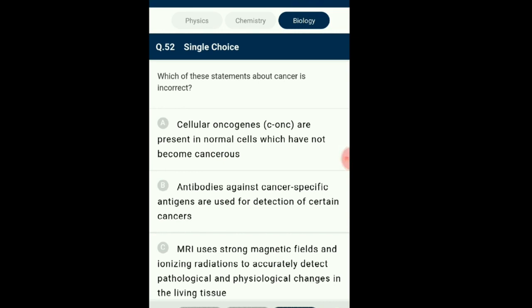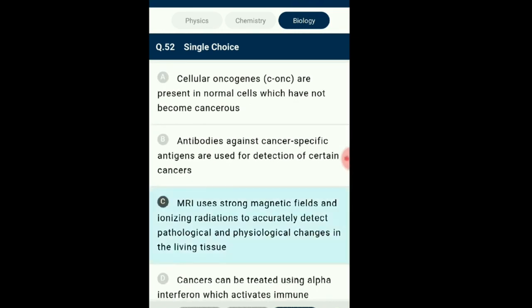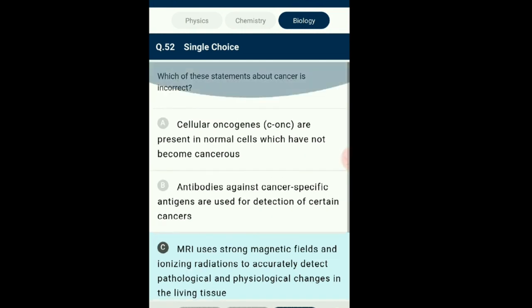So the answer for this question is option C. MRI uses a strong magnetic field and non-ionizing radiations to accurately detect pathological and physiological changes in the living tissues. So that is the incorrect statement.